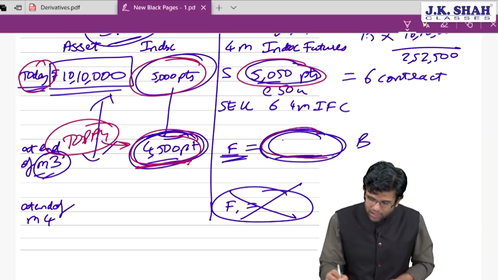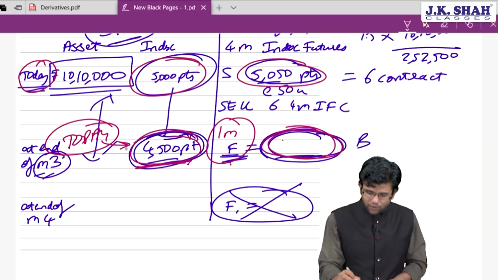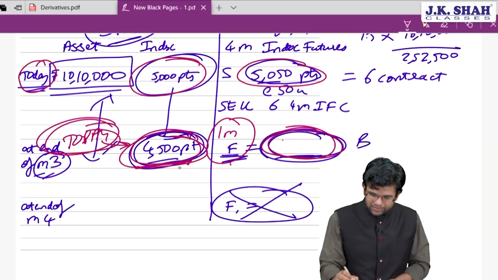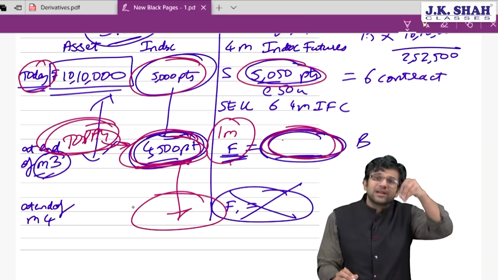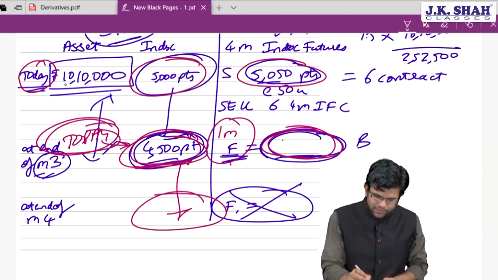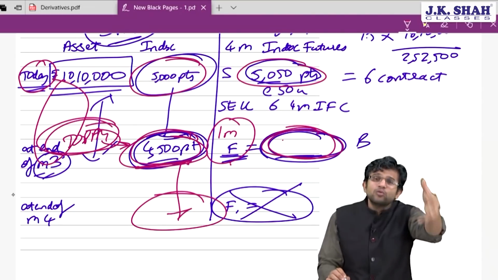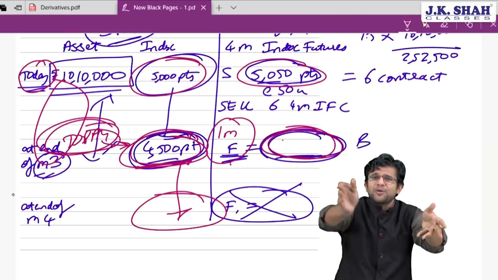I want to know what will be the value of a 1 month futures contract. Did you understand? 1 month. Why, students? Because from 4,500 today, there is only 1 month left for the maturity of the futures contract. I am not concerned, when I am valuing the futures contract, what is my holding period in the spot market. The futures contract valuation will obviously happen on the basis of the due date of the futures contract, not your due date in the spot market.